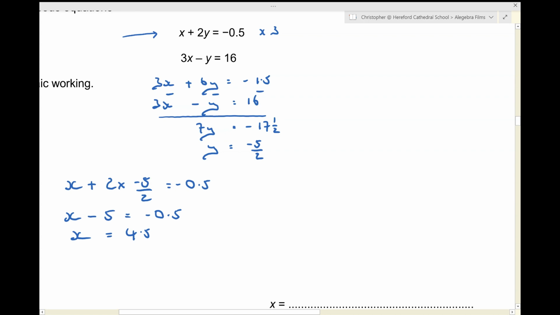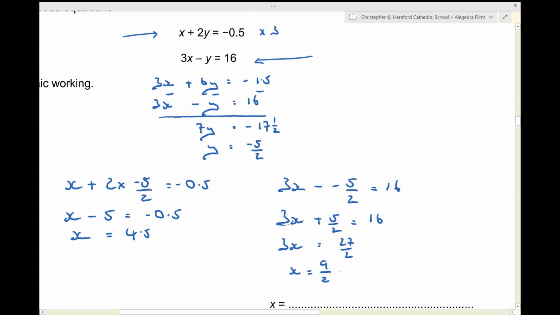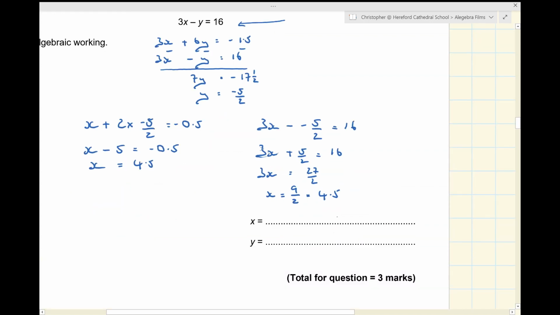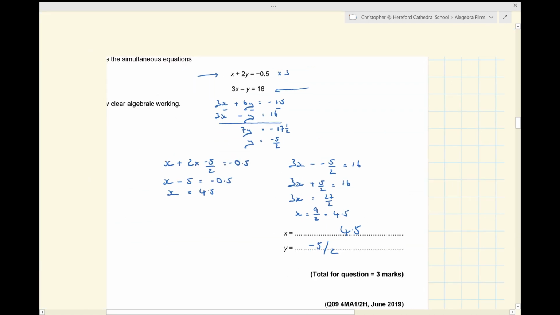Now let's substitute that same value of y into this equation. 3x minus y, so that's 3x minus minus 5 over 2 equals 16. That's 3x plus 5 over 2 equals 16. Minus 5 over 2 from both sides, and you'll get 3x equals 27 over 2. Divide by 3, and you'll get x equals 9 over 2, 9 halves, which is 4.5. Brilliant, we've got it. So x is 4.5 and y is minus 5 over 2.